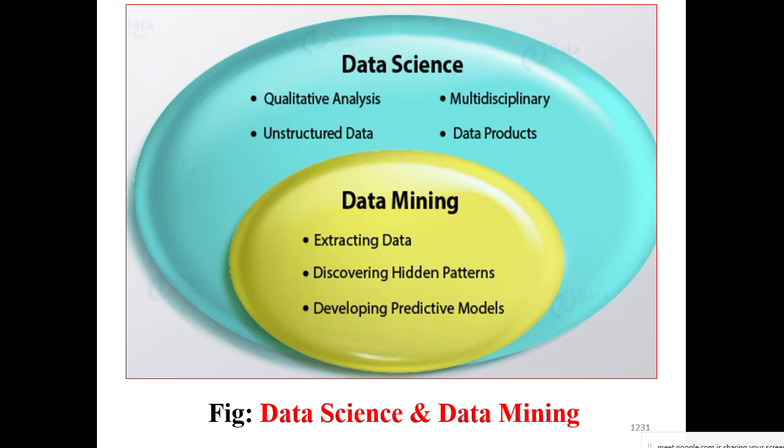Then, if you see data science and data mining, the combination: data science is a big umbrella. Under that one, we have data mining. Data mining is the process of extracting meaningful, interesting patterns from the huge volume of data by applying classification, regression, outlier detection, recommender engine, etc. Extracting data, discovering hidden patterns, developing predictive models, etc. Data science is the process of extracting meaningful, interesting, hidden patterns. In data science, we have qualitative analysis, multidisciplinary, unstructured data, data products.